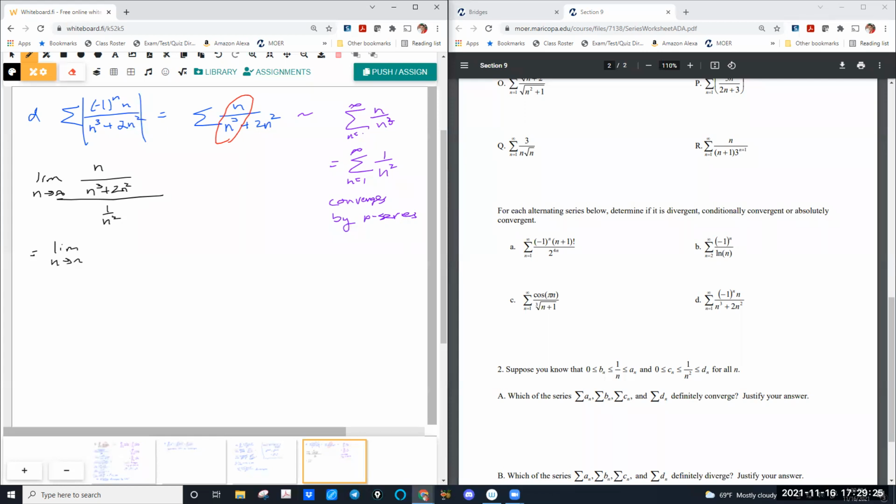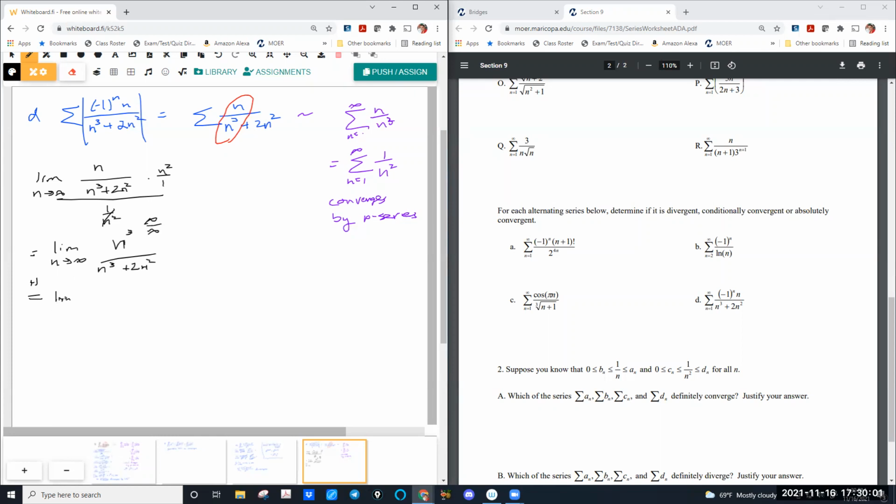And look at what happens when we do that. When we multiply by n squared over 1, that gives us n cubed on top over n cubed plus 2n squared. Now, again, we could do this saying, hey, horizontal asymptote of rational expressions tells us this is going to be 1. But if we wanted to, we could also use L'Hopital's because we've got an infinity over infinity case.